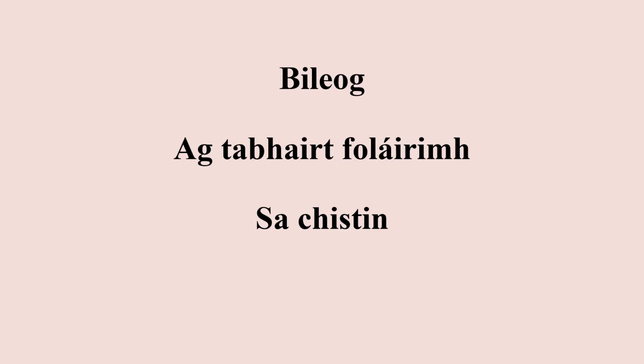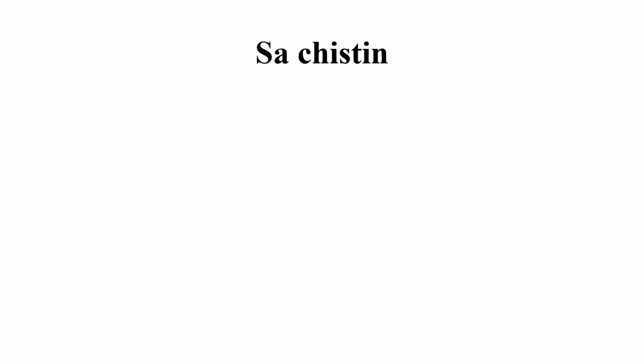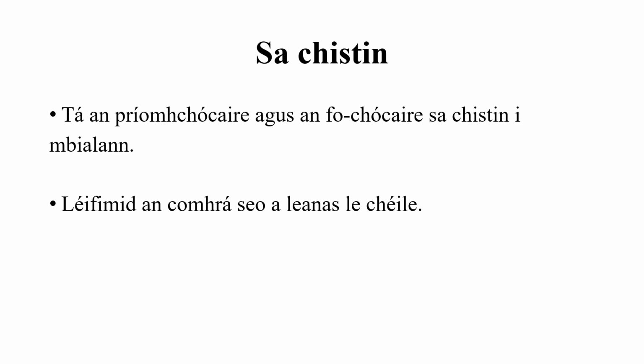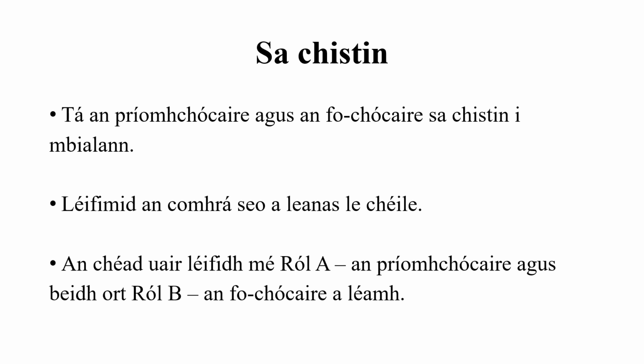For this activity you'll need the handout on giving orders in the kitchen. Sa chistin, in the kitchen. The chef and the sous chef are in the kitchen in a restaurant. We'll read the following conversation together. So the first time I will read role A, the chef, and you will need to read role B, the sous chef.